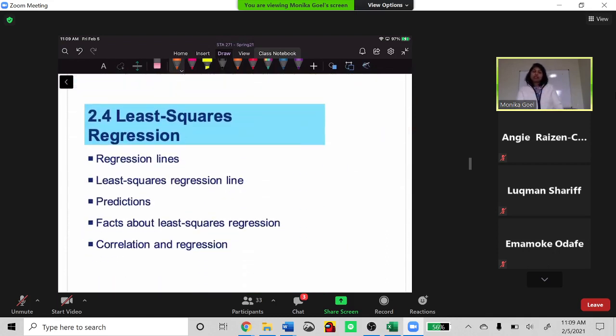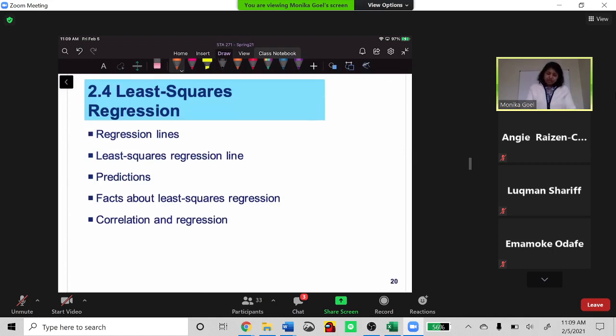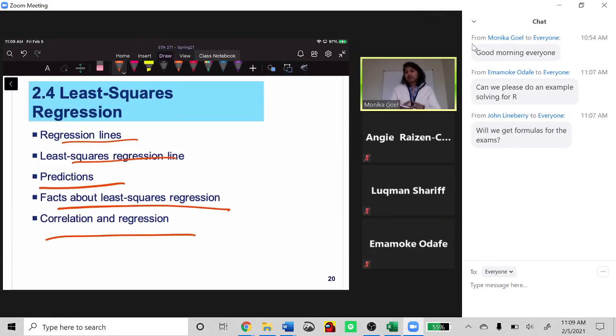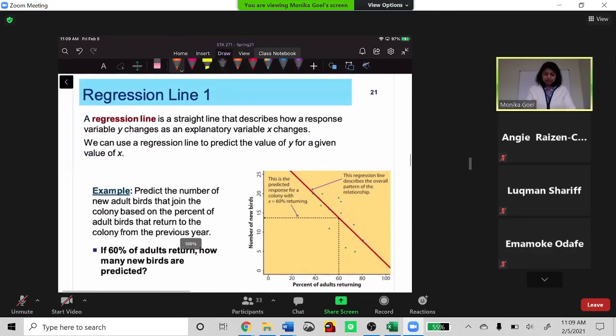Our next topic is the least squares regression line, and your first homework assignment, 2.1 to 2.4. You can start working on that. I think it's due on the 8th. We will cover the regression line, prediction, facts about the least squares regression line, and how correlation and regression are similar and how they are different. When we are talking about correlation, can we do the regression? And if we don't have correlation, can we still work on regression? So we'll talk about this.